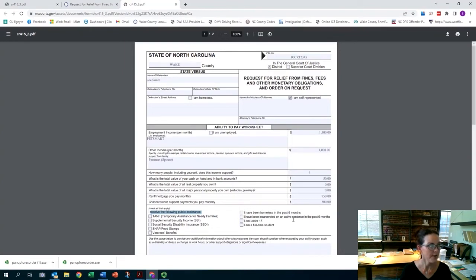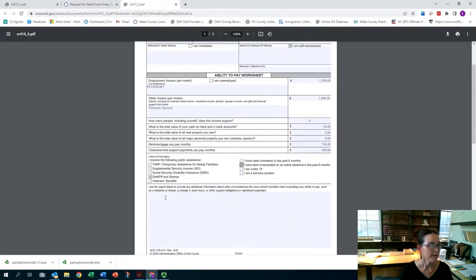So for instance, in our example, let's say that Joe Smith and his family receive food stamps and that he or his spouse were incarcerated on an active sentence in the past 6 months. So we're going to check both of those boxes. Now, the next box states, use the space below to provide any additional information about other circumstances the court should consider when evaluating your ability to pay, such as a disability or illness, a change in work hours, or other support obligations or significant expenses.